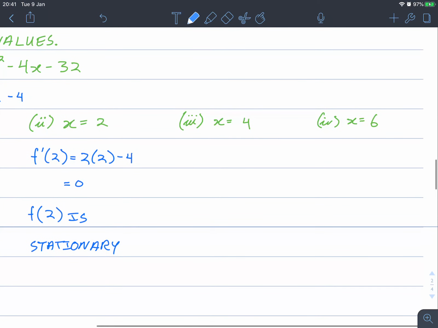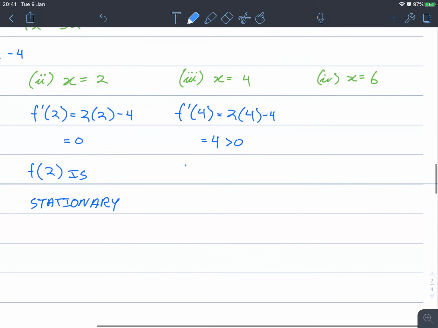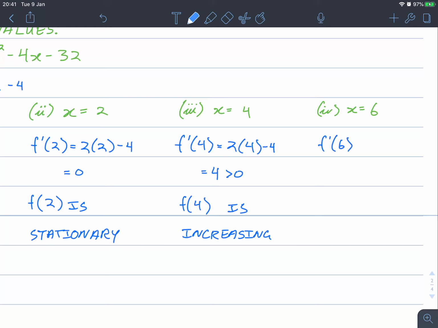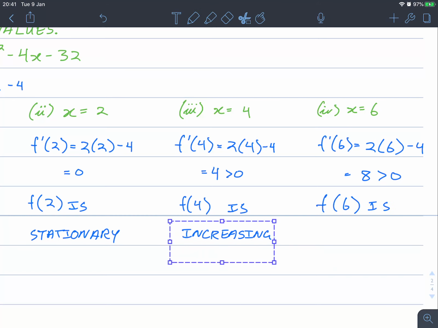Let's do this 2 more times. So f prime of 4 is equal to 2 times 4 minus 4. That is 8 take away 4, which is equal to 4. And 4 is greater than 0. So then we can say f of 4 is increasing. One last time. f prime of 6 is equal to 2 times 6 minus 4. That's 12 take away 4, which is 8. And that is greater than 0. And if it's greater than 0, well, f of 6 is also increasing.